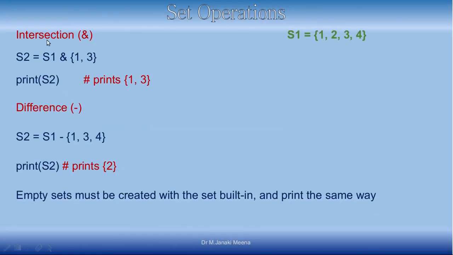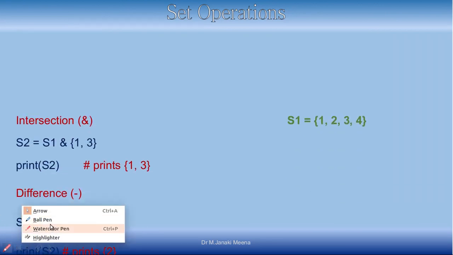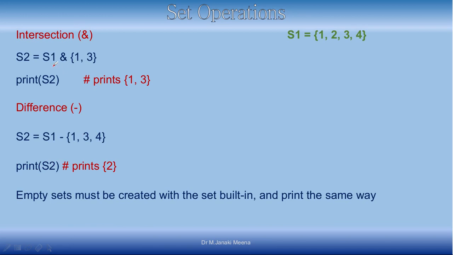And the next operation is intersection. We know already intersection means we try to find the common elements between the sets. Intersection is defined by the ampersand operator. Union is defined by the OR operator, that is the pipe symbol, and intersection is defined by the ampersand symbol. So I say S1 and 1, 3, and we have already seen that S1 is 1, 2, 3, 4. Just to recollect, I have already written on this slide, S1 is 1, 2, 3, 4. So when I find the intersection of 1, 2, 3, 4 and 1, 3, I will get 1, 3, right?